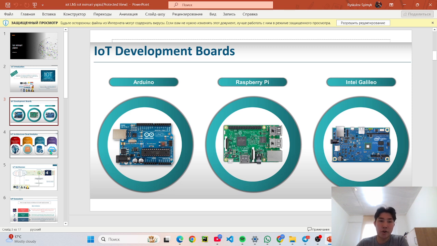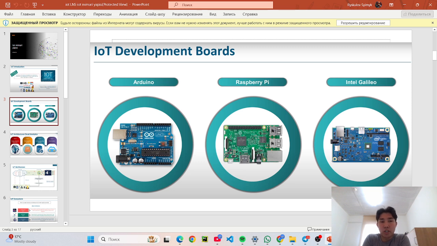And second, the Raspberry Pi. The Raspberry Pi is a full-featured mini computer with an operating system, so it handles complex projects like video and multi-device management. Next, the ESP8266 and ESP32 are low-cost boards with Wi-Fi modules, widely used in smart home applications. And last, the Intel Galileo, designed for professional IoT development.